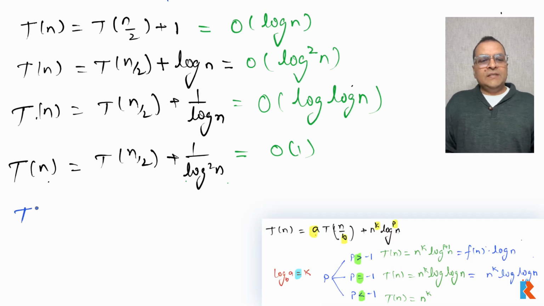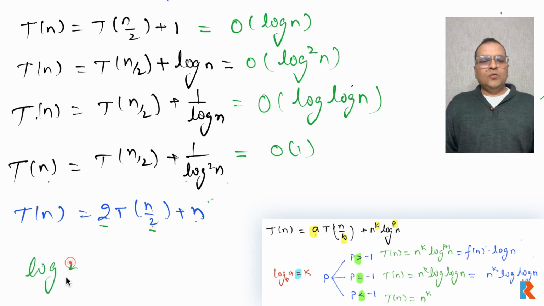What if the equation is T(n) equals 2T(n/2) plus n? In this case, a is 2, b is 2. So log of 2 to the base 2 is equal to 1 and k is also 1 because the power of n is 1. Therefore, this is the second case.